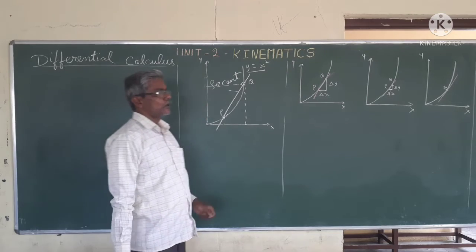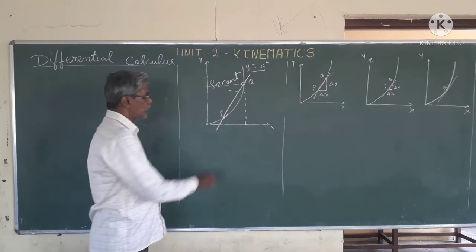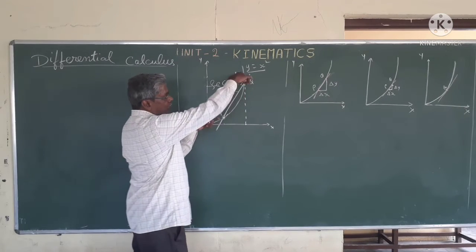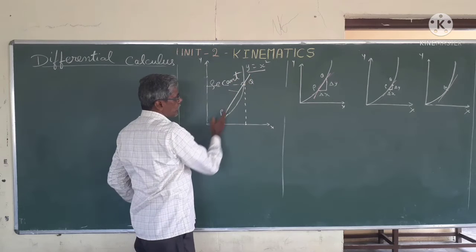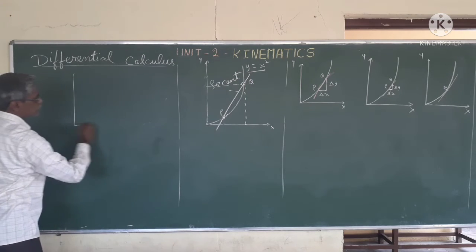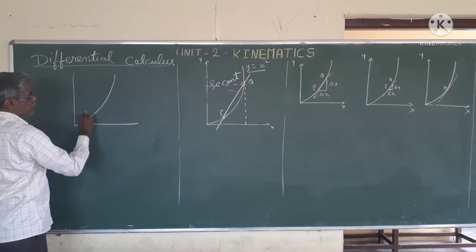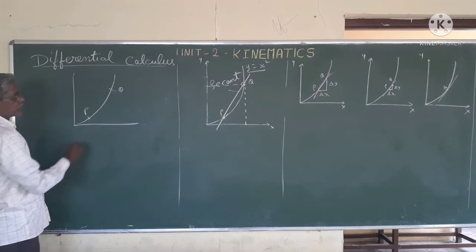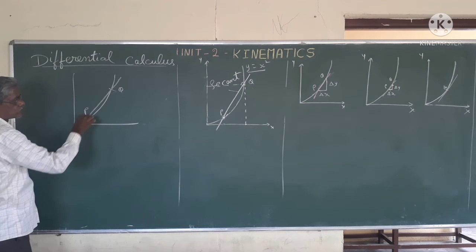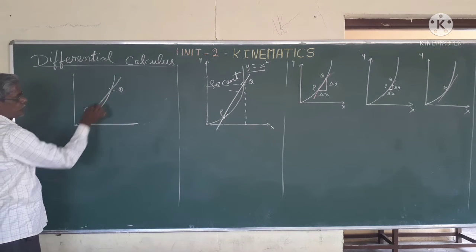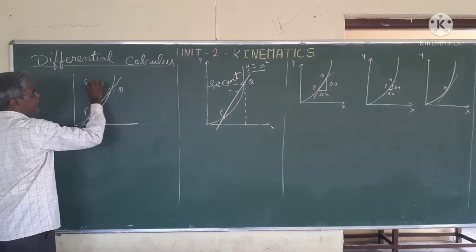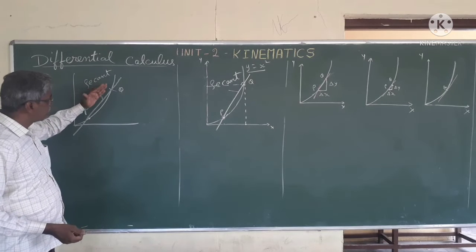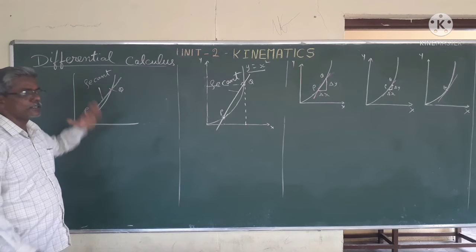Now, if you take this curve, I want to find out the slope at P. How to find out? You must draw a line. Now this is the curve with points P and Q. I want to find out the slope at this point P. Now you draw the line. This line passing through P and Q is nothing but a secant line. Now I should convert this secant line into a tangent line.